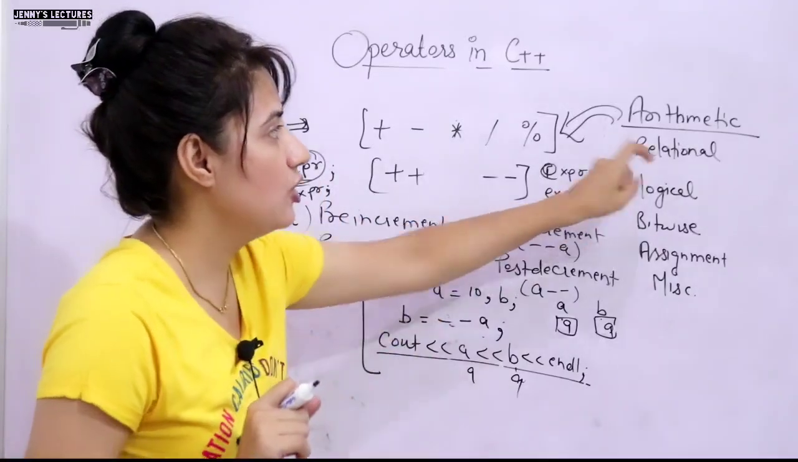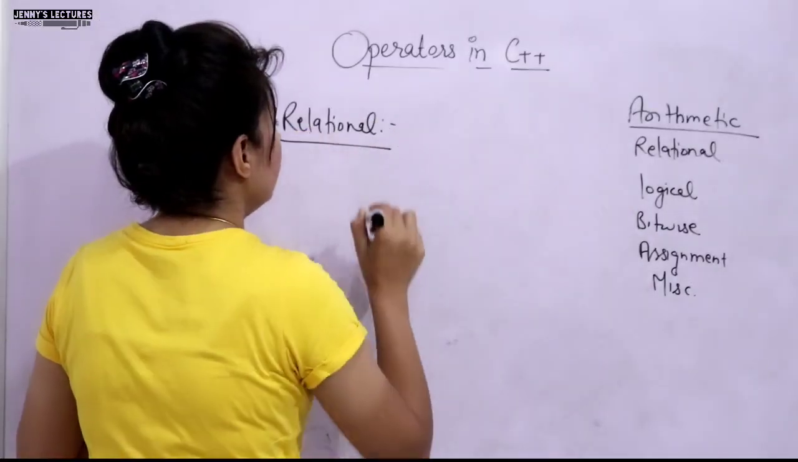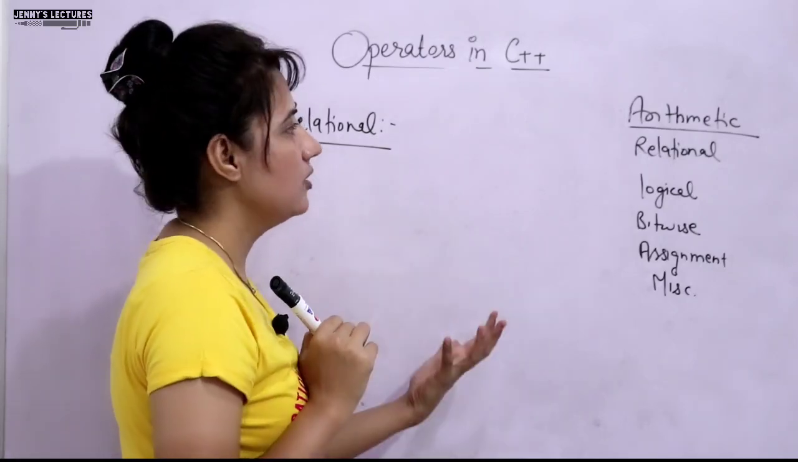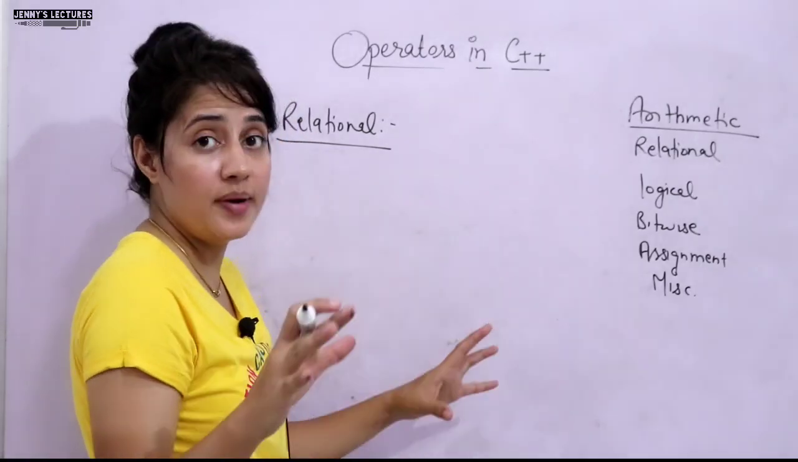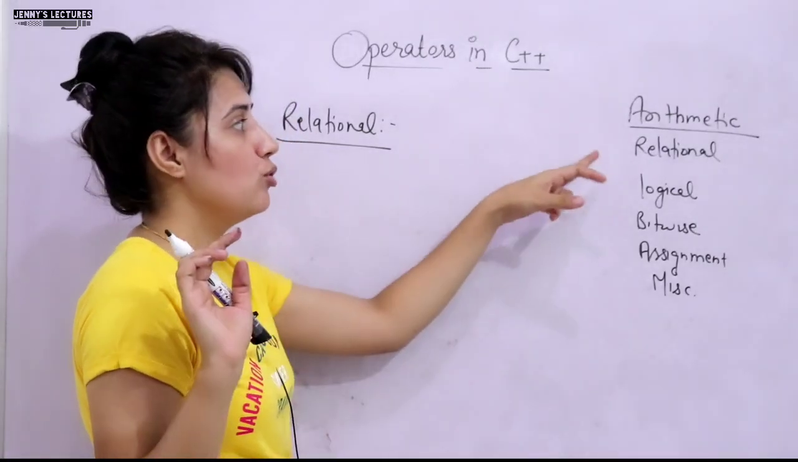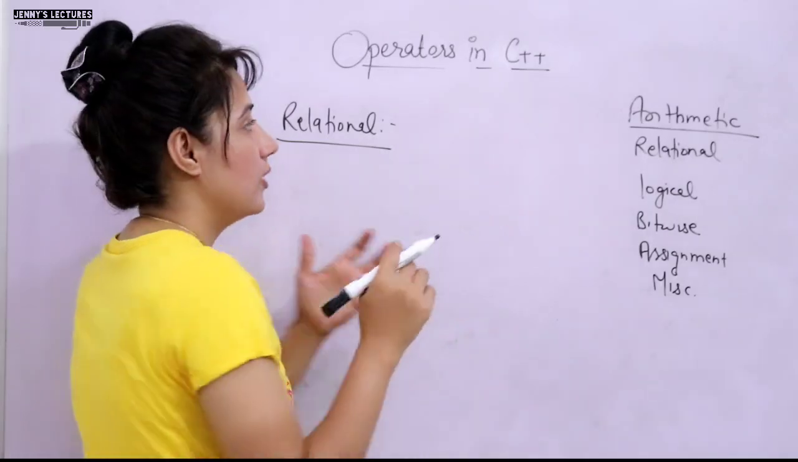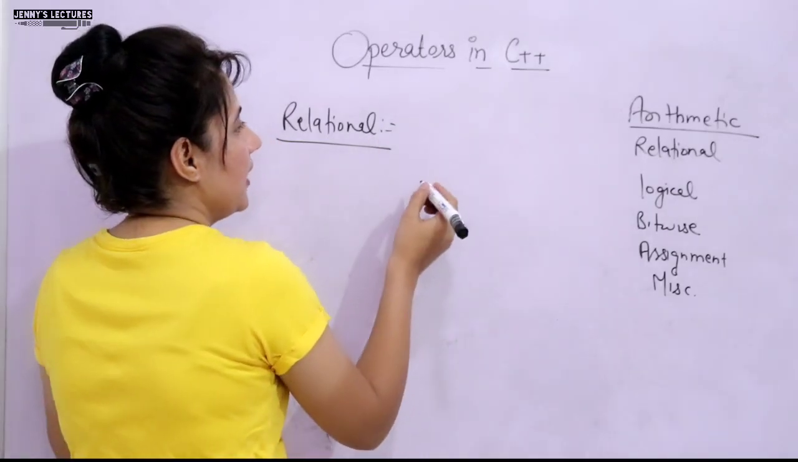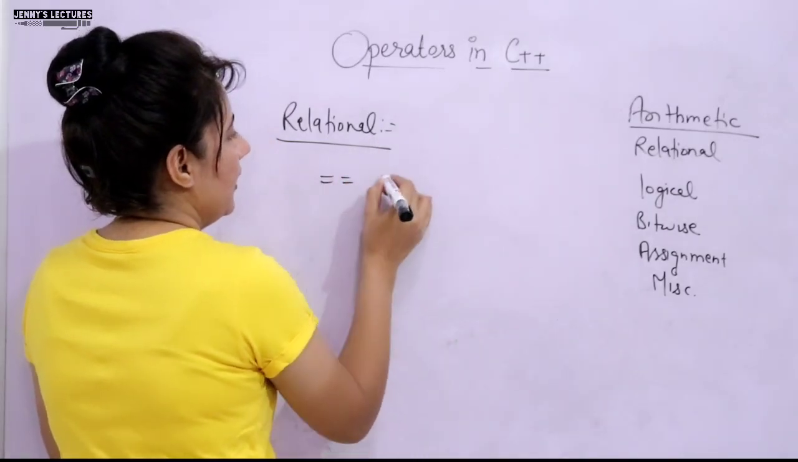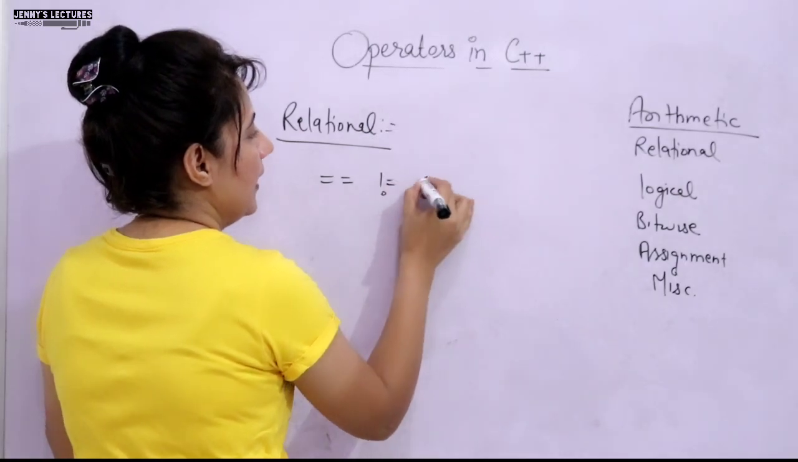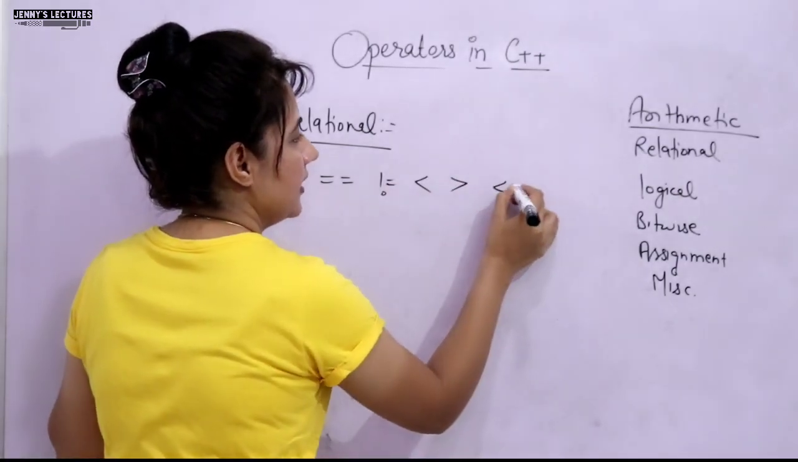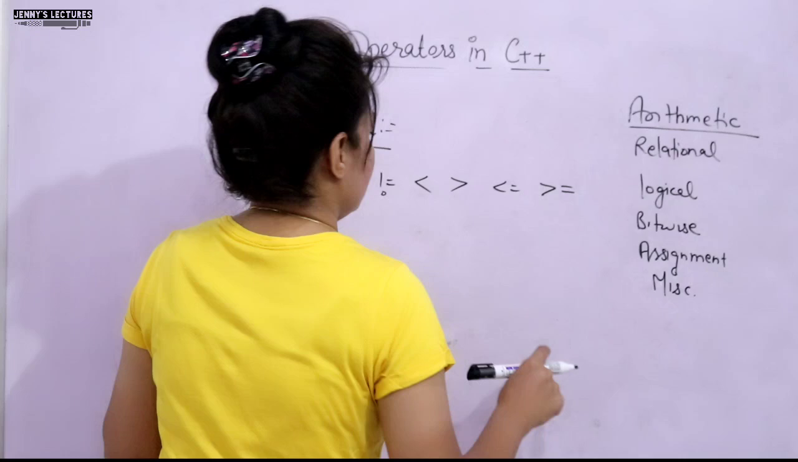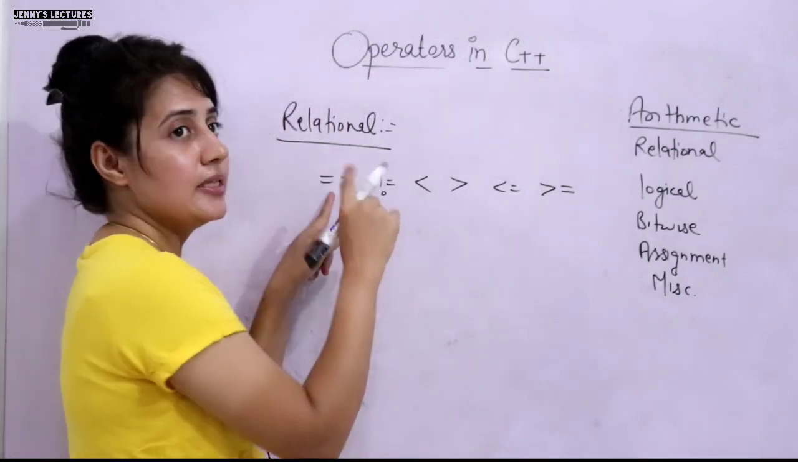Now next is relational operators. Relational means it will show some relation between the operands. These are also binary operators. Relational operators are something like this: double equal to, not equal to, less than, greater than, less than equal to, greater than equal to. So double equal to means to check the equality.